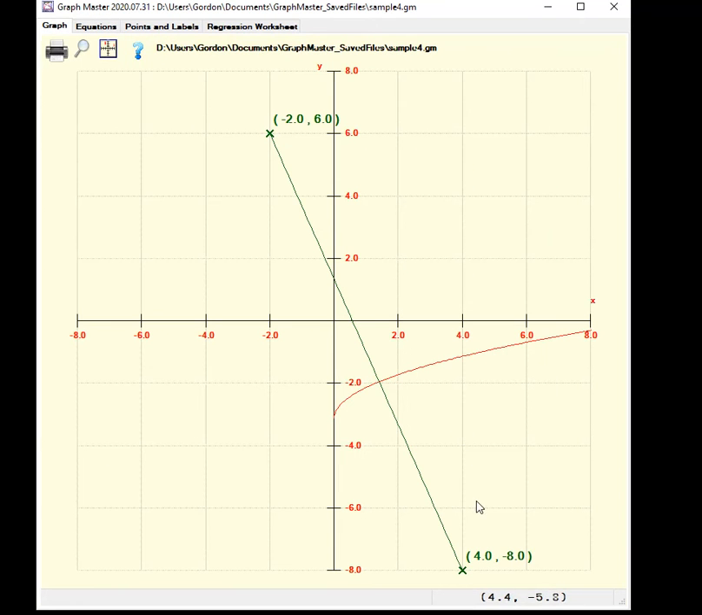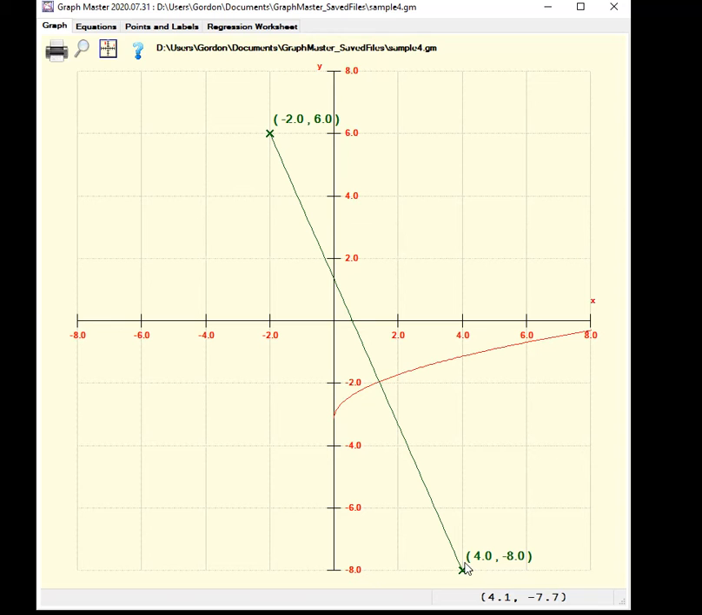And so we've plotted the equation, and we can see that the domain stretches from -2 and 4, and the range is from -8 and 6. The line segment is plotted between the specified endpoints only.